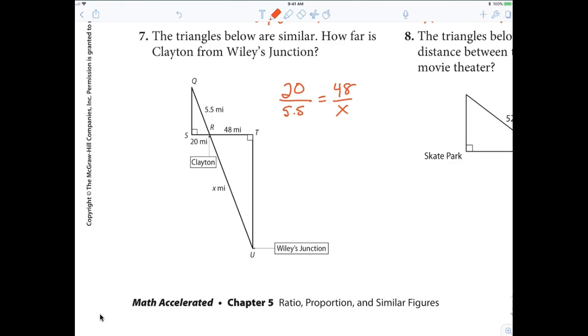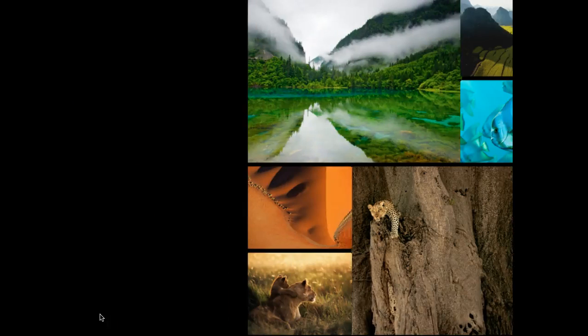So I got 20x equals 264. And then x equals 13.2. Anybody else get that? Double check her, please. And again, remember, you're not writing down what she wrote. Does everybody see? You could put 20 over 48, right?